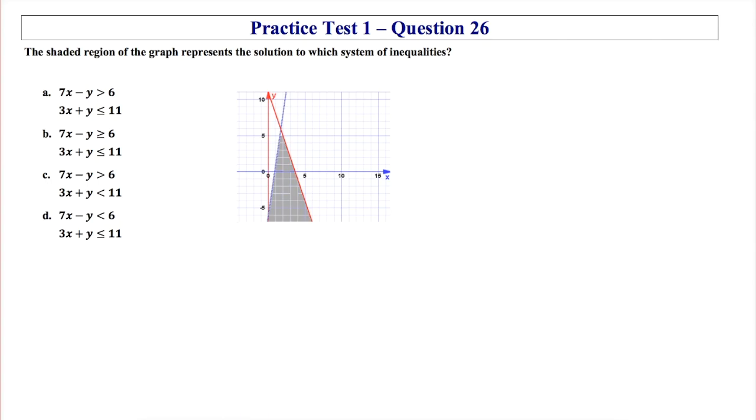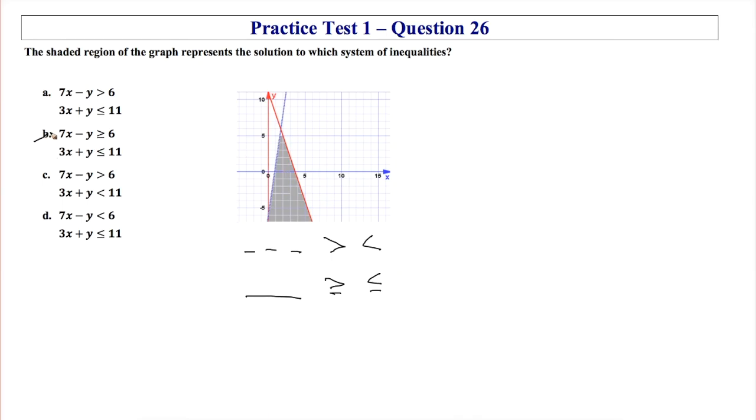The shaded region of the graph represents the solution to which system of inequalities? Well, looking at our graph, notice that we have a dashed line and a solid line. The dashed line is represented by a greater than or a less than sign, and our solid line is represented by a greater than or equal to or less than or equal to sign, so that one of our signs contains an equal sign and the other one does not.